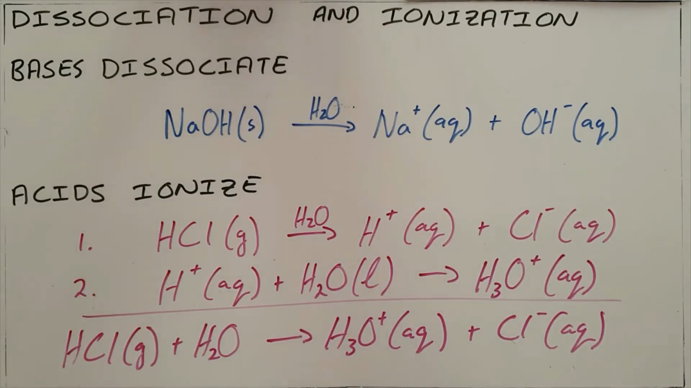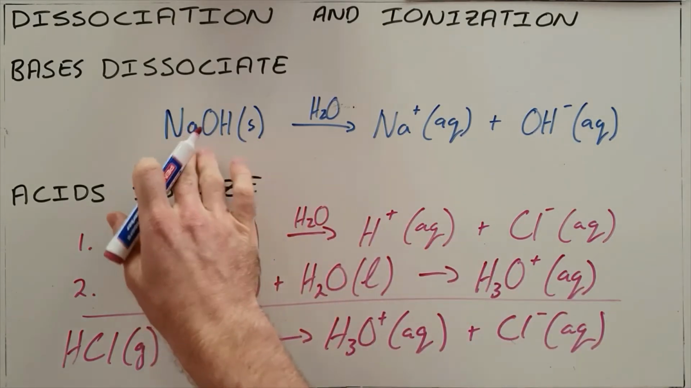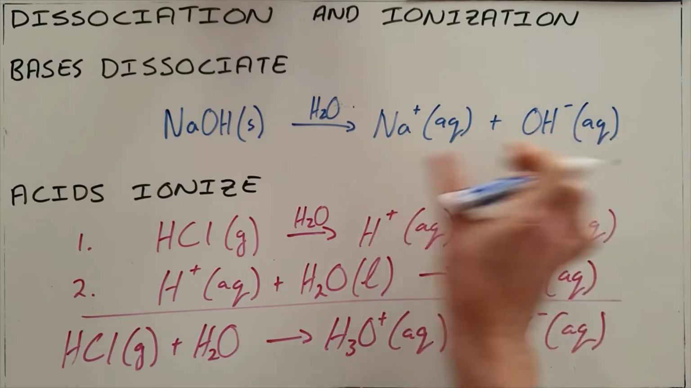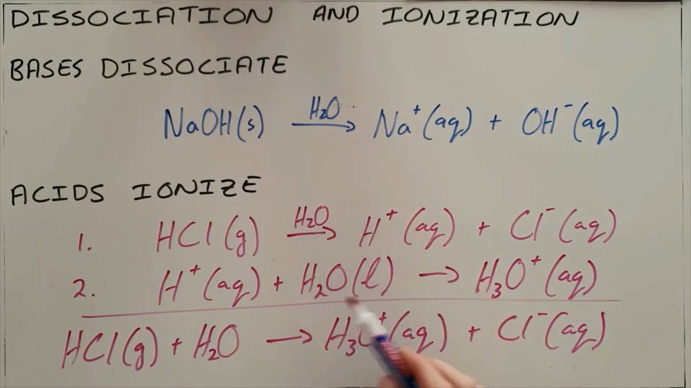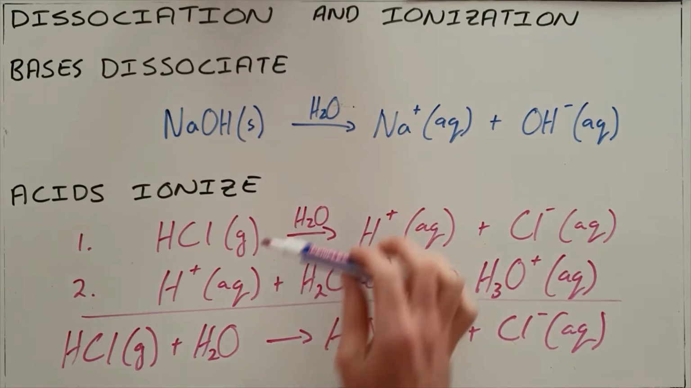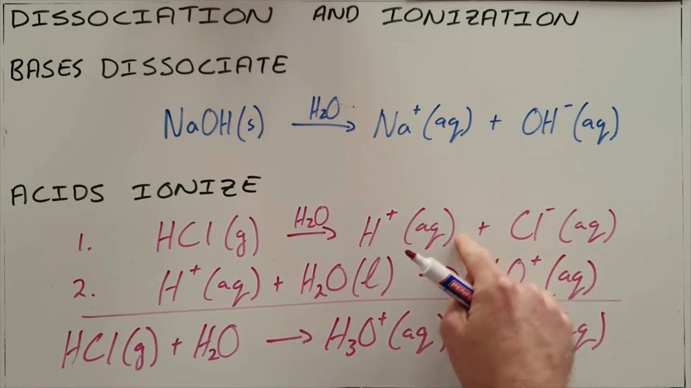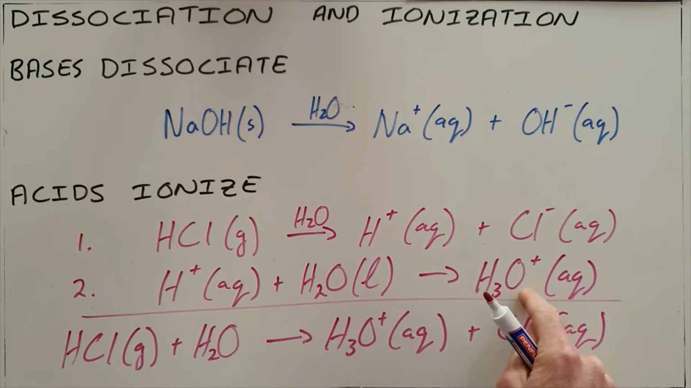So to summarize, we know that bases dissociate in water, which is to say that they do not react with the water, they break up into an aqueous solution of their ions. And acids ionize in water, which is a two-step process. The first step is dissociation. The second step is where the hydrogen ions actually react with the water molecules to form hydronium, and that can be written as a single step known as ionization.